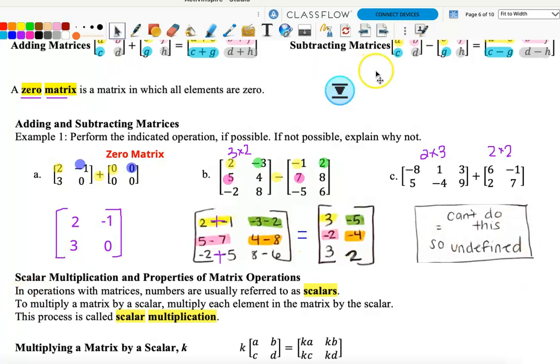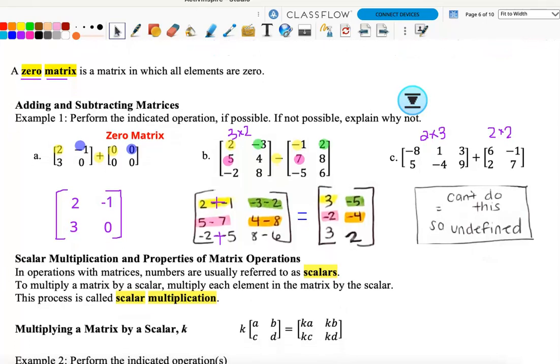So it's called undefined. You are not able to add that matrix at all. So that is adding matrices. Let me know if you have any questions. But we are going to move on to distributing.